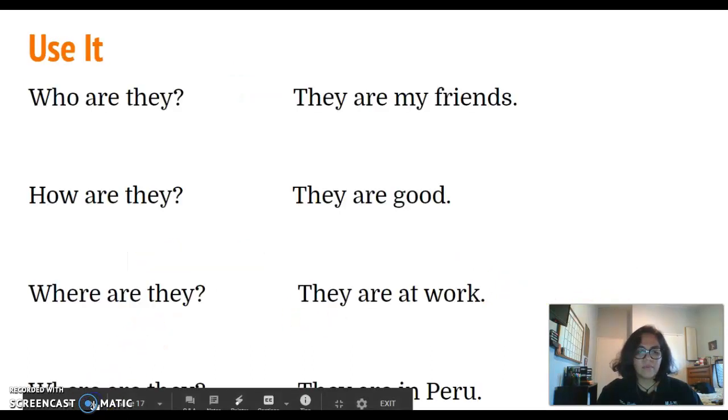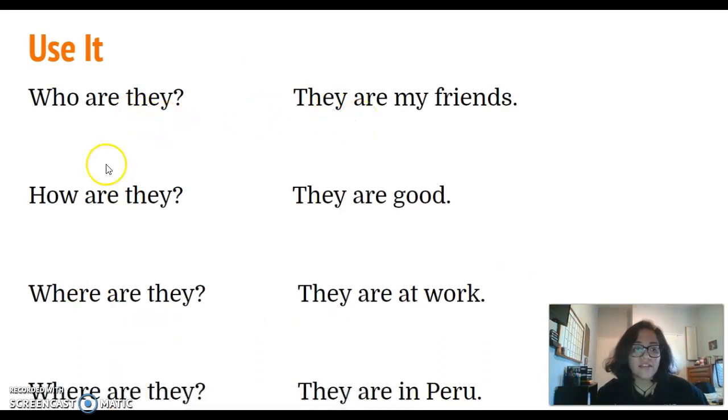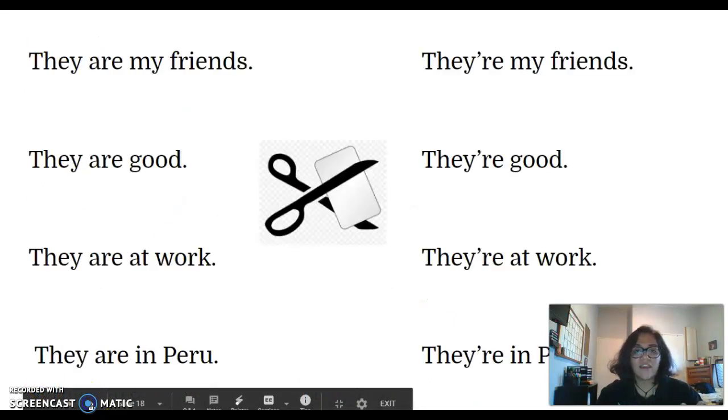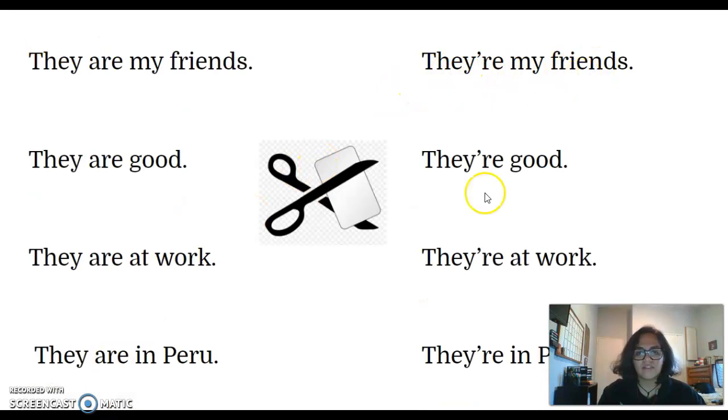Here's an example. Who are they? They are my friends. How are they? They are good. Where are they? They are at work. Where are they? They are in Peru. So there you have they are, but you can make the contraction and it sounds like there. Here's another example. They're my friends.